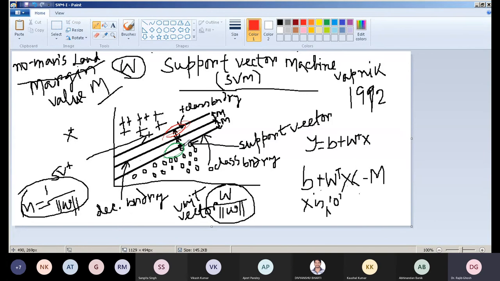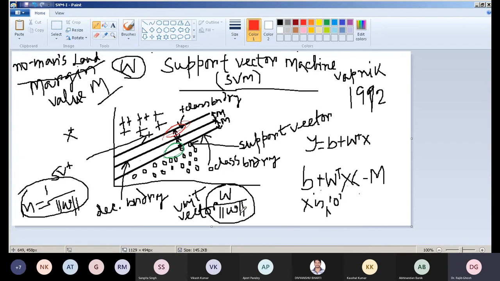Now we need to make capital W a unit vector. That is capital W divided by norm of W.